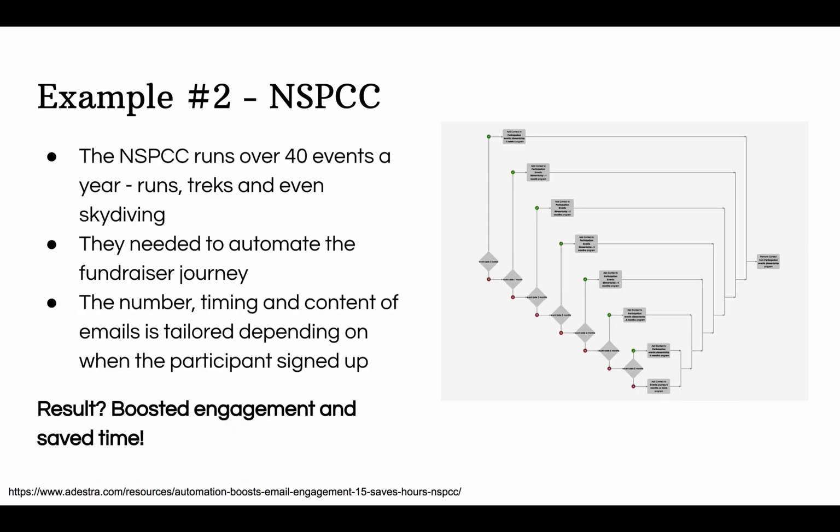Example number 2, the NSPCC. So they run a number of events each year, and what they wanted to do was help automate their fundraiser journey. So if somebody signs up for a marathon 6 months before the marathon begins, they would get a different set of emails to somebody who signed up to do a marathon 3 months before the marathon begins. And you can kind of see that tailoring content in this way helped to boost engagement with those emails because it was more tailored to that person at that time. So it saved a lot of time for the NSPCC, and it also saw an increase in engagement from that email campaign.